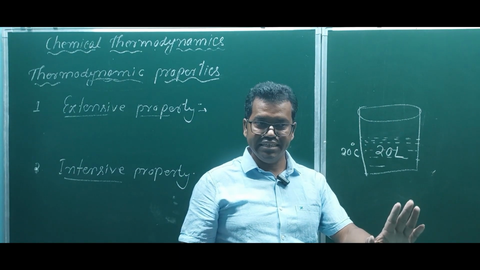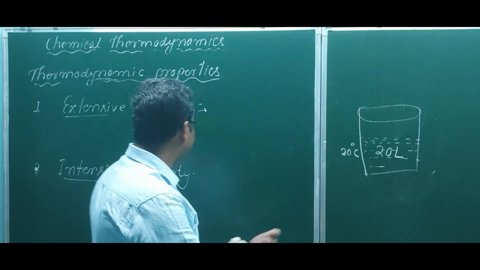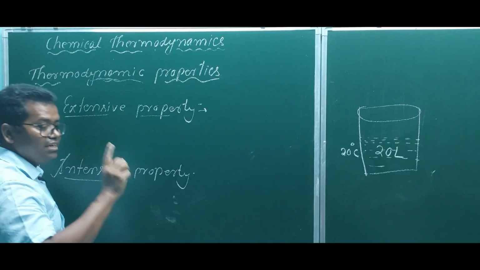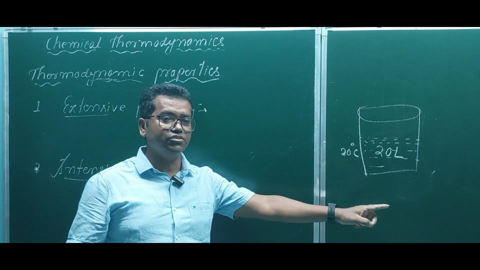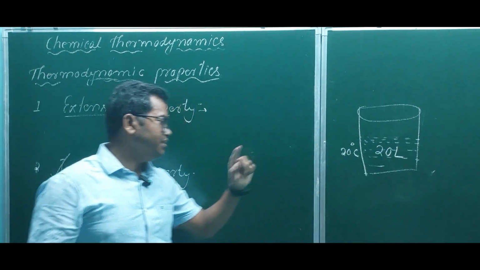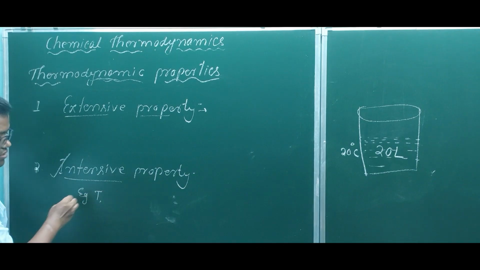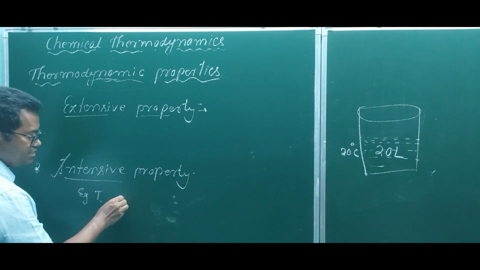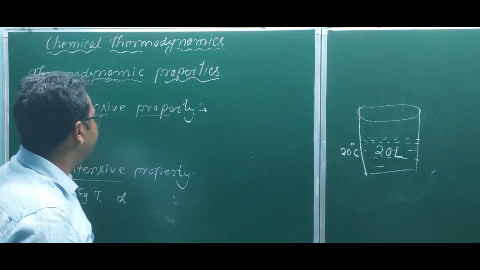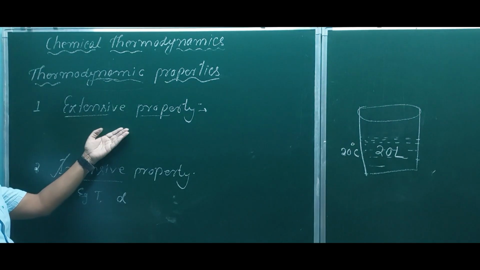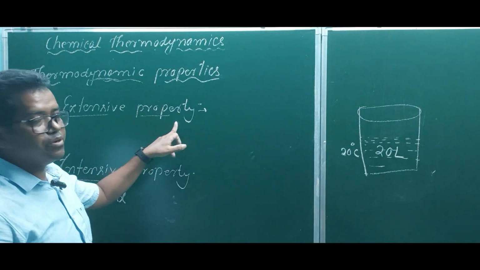Those properties which do not depend on the amount of matter present in the system are called intensive properties. An example is temperature. Another example is density. Density of 1 liter is the same as density of 1 drop. Now those properties which depend on the amount of matter present in the system are called extensive properties.